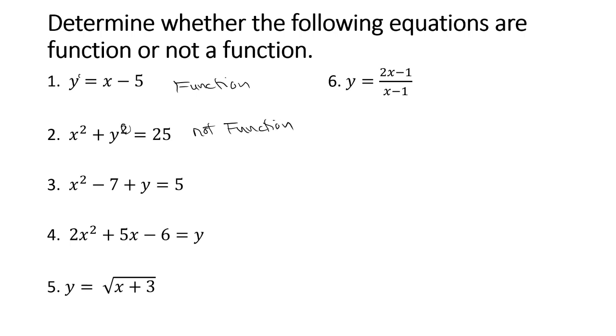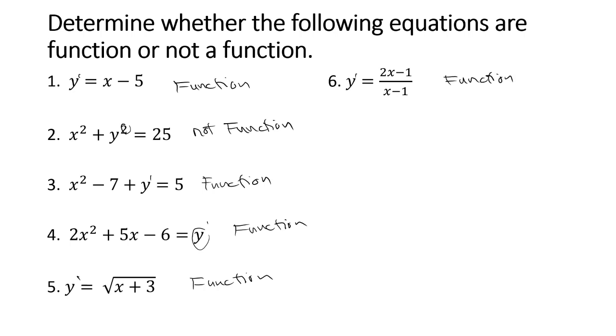Okay, and of course, look at number 3. Y again is raised to 1, so this is a function. Next, obviously, y is raised to 1, so this is a function. And of course, number 5, function also. This is raised to 1. And number 6, raised to 1, function.